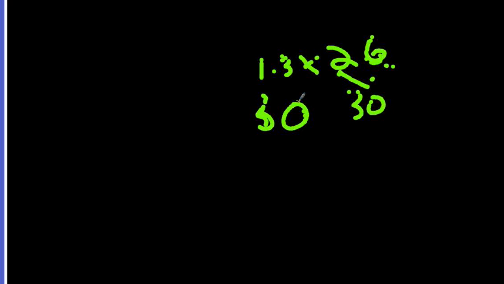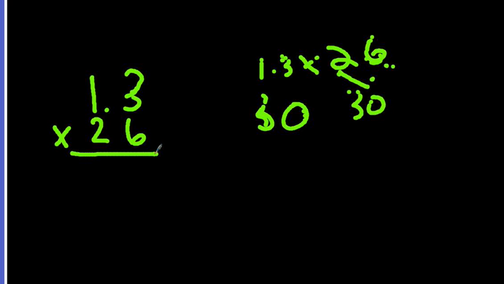And then we had to multiply it, so we'll do 1 and 3/10 times 26. And 6 times 3 is 18. Then 6 times 1 is 6, plus 1 is 7. And then you'll cross out your 6 and make Mama happy.